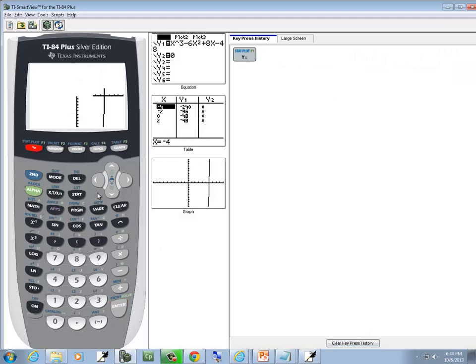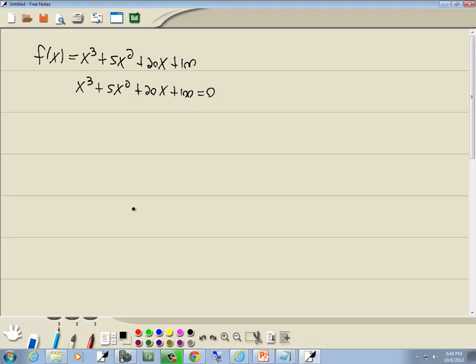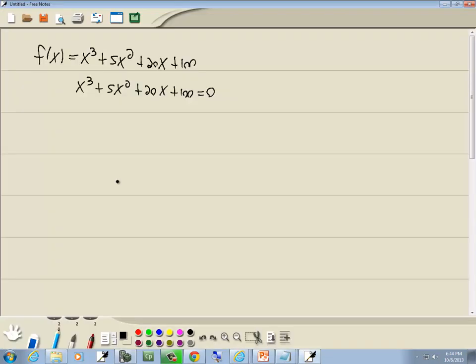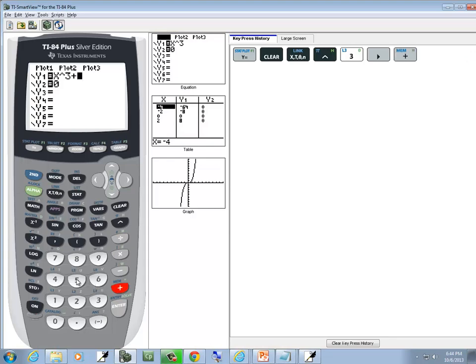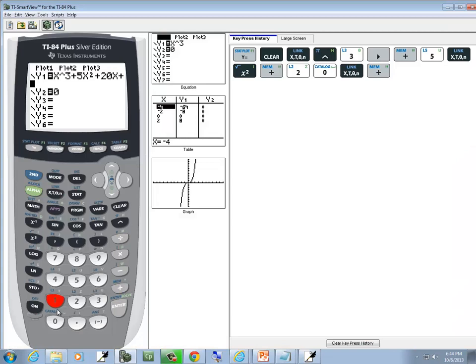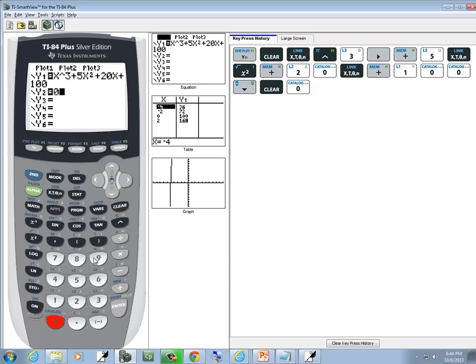So I'll press Y equals, press clear. We've got x caret 3. If you have one of the newer TI-84s, you have to press your right arrow key. Plus 5x squared, plus 20x, plus 100. If you don't already have it there, you need to down arrow to y2, press clear and put a 0. I already had it.